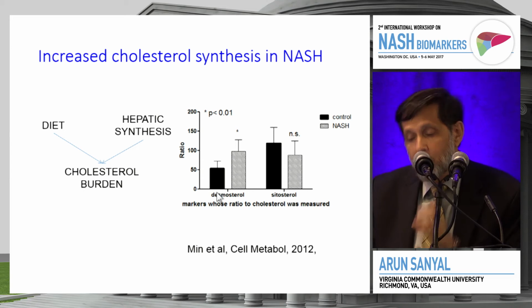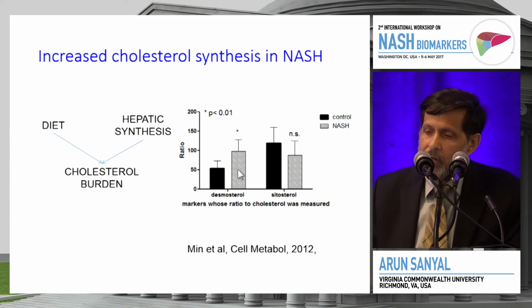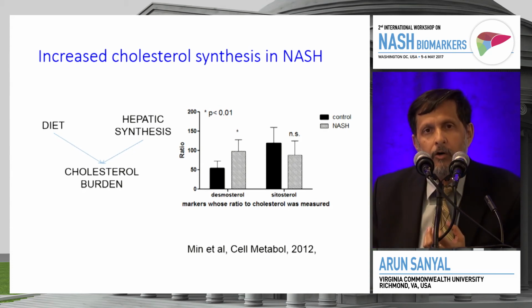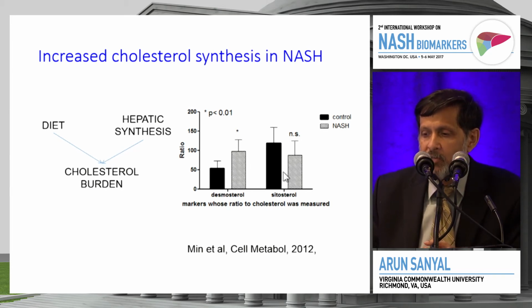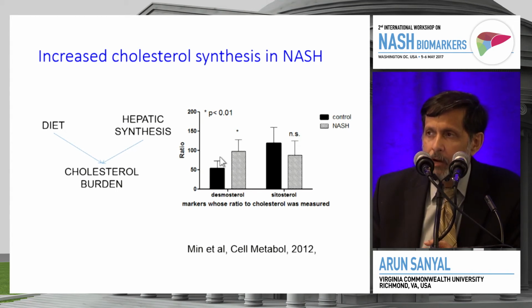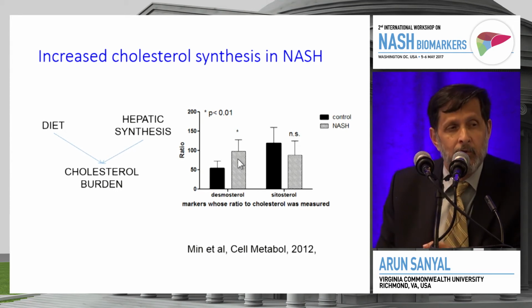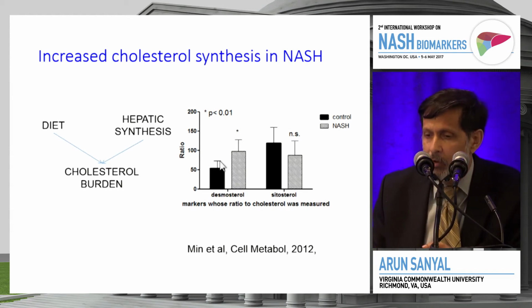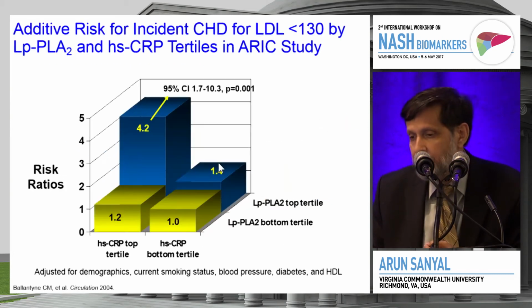We also showed in a more focused study that if you look at the desmosterol to total cholesterol ratio in circulating blood, and this is a validated marker of cholesterol synthesis in the liver, it is increased in patients with NASH. The cytosterol, which is really a marker of how much cholesterol you're absorbing from your diet, really is not that different, but clearly in our patients with NASH, despite accumulation of cholesterol in their liver, they have increased cholesterol synthesis going on. So this is something you can measure in blood.